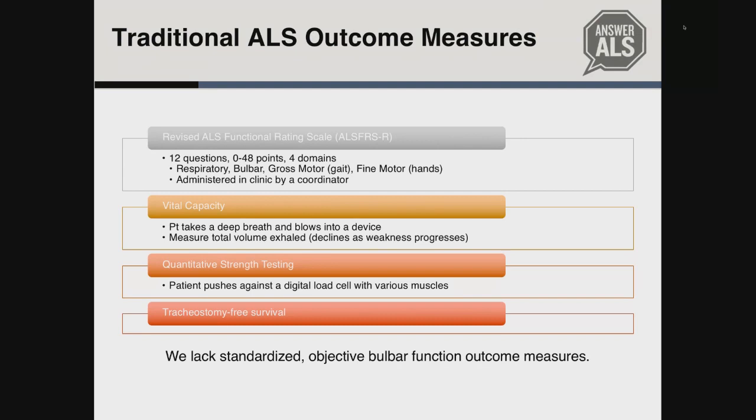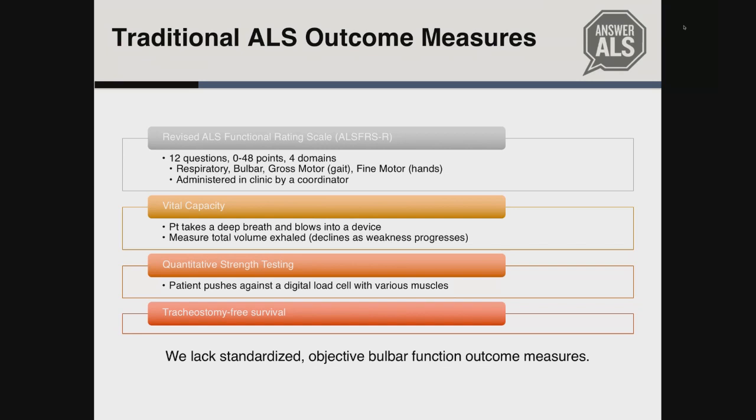We also look at vital capacity, which is essentially having a person take a deep breath and then blow into a device which can tell us the total volume that they exhale. We look at quantitative strength testing, which is essentially saying how many pounds of pressure can each of the muscles that we test generate. And those are clearly relevant. We also look at survival. Those are relevant, and they're important.